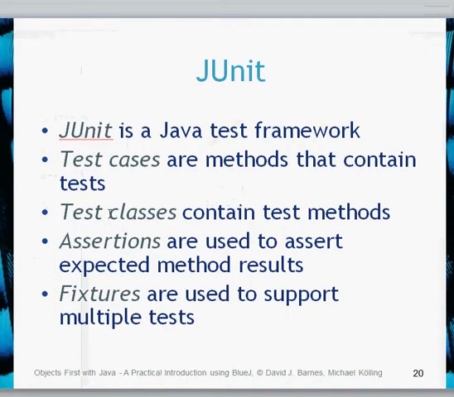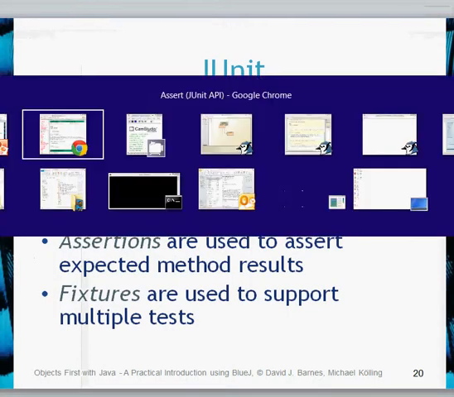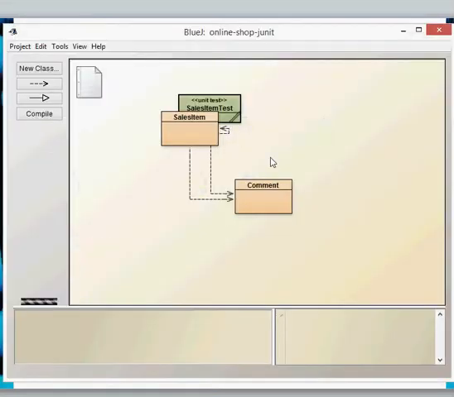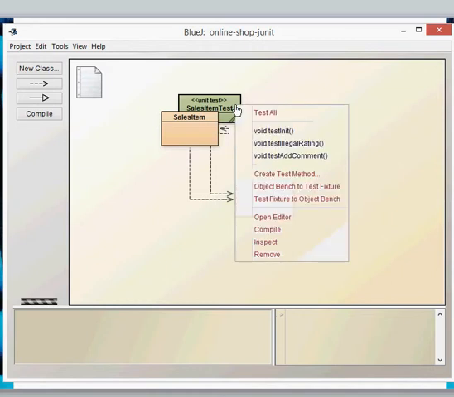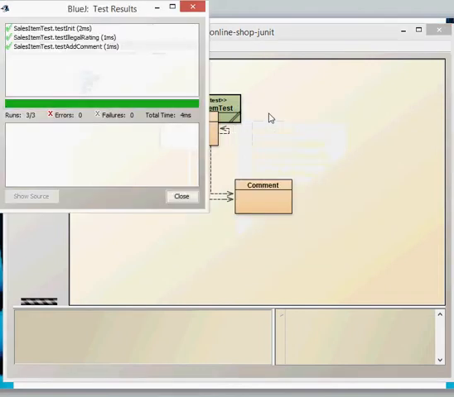So let's have a look at our online shop JUnit. You can see here that we've got a test class which has been created. Now if we right click on this test class, you can see that we've got three test cases which have been created. So what we can do is go through and run those individual test cases, or we can test all cases. So let's just run the test all. Here we can see that all of those test cases have run and they've all passed their tests.